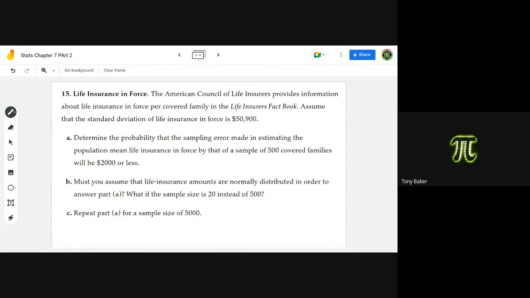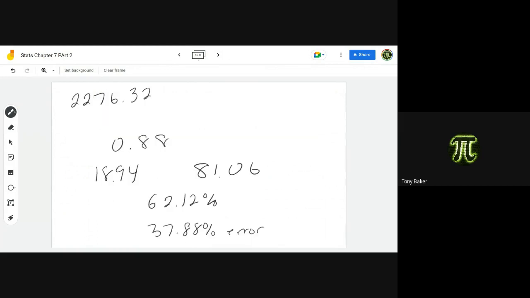So then we go to the z-table. And I'm just going to share this. So we get 1894 and 81.06 is the two ends. So it's 62.12% between those. So my error is 37.88%. The chances of it being outside of that is 37.88%. So that's a pretty high error.